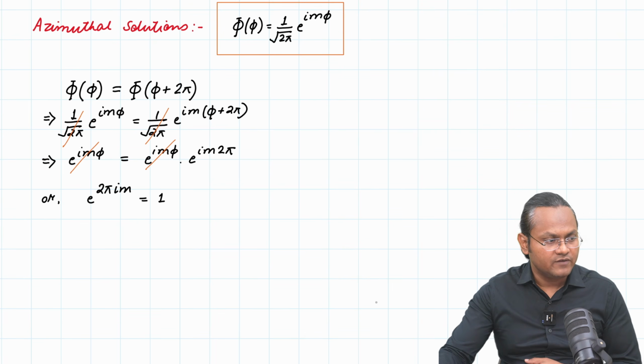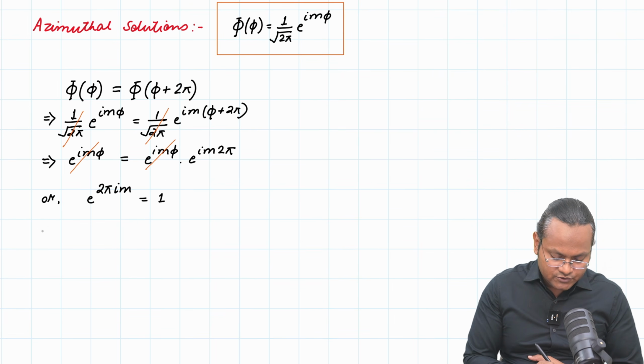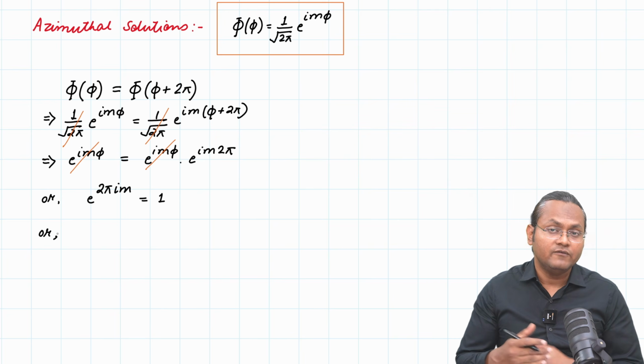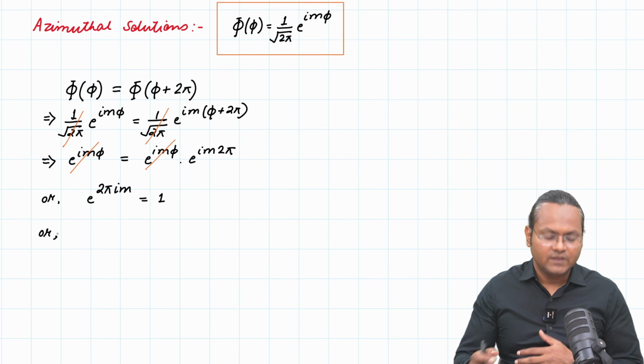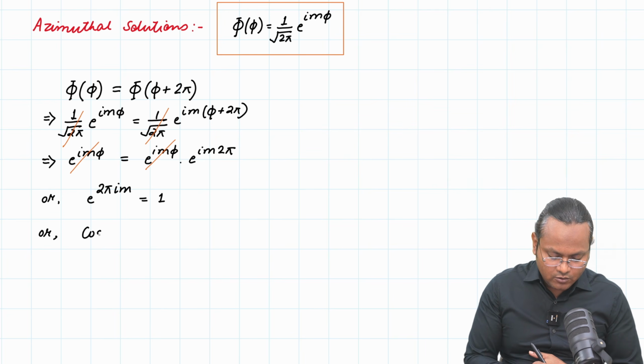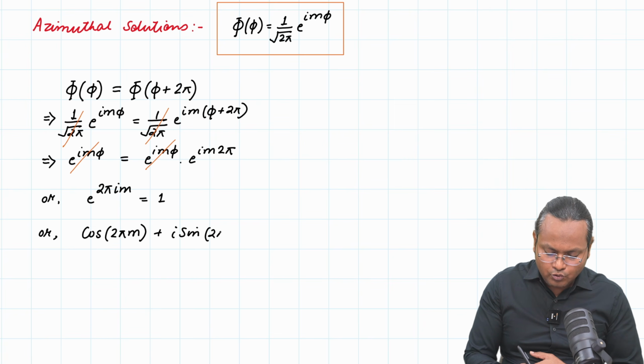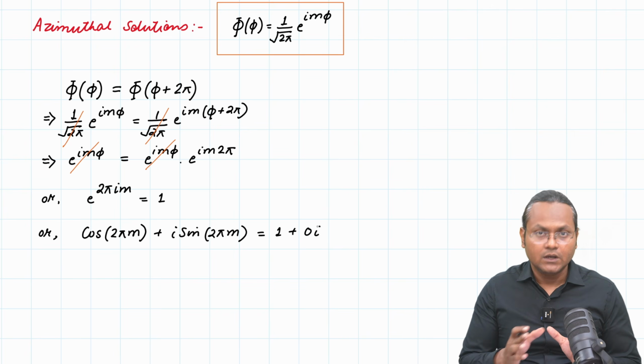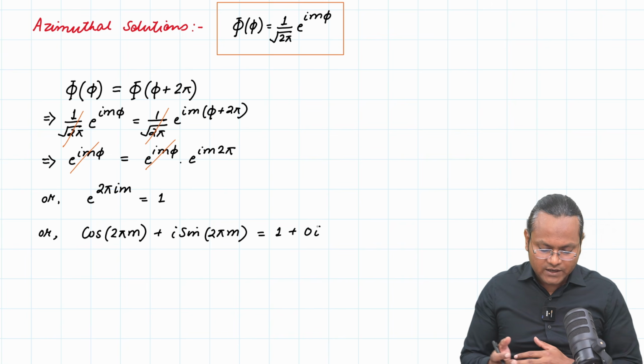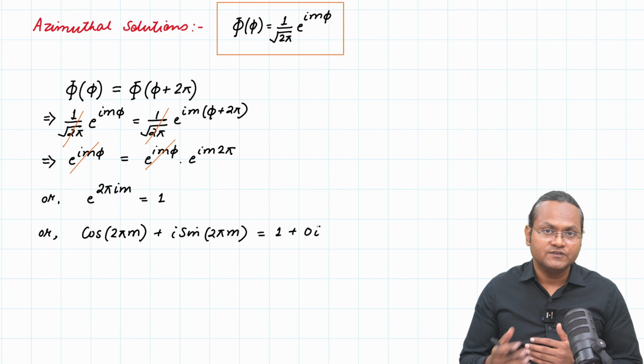This is an oscillatory function that can be written in terms of sines and cosines. So if you have e to the power iota something, that can be written as cos something plus iota sine something. So here it is cos 2 pi m plus iota sine 2 pi m equals 1 plus 0 iota. So we can make a comparison of the real part and the complex part to get an idea about the value of small m.